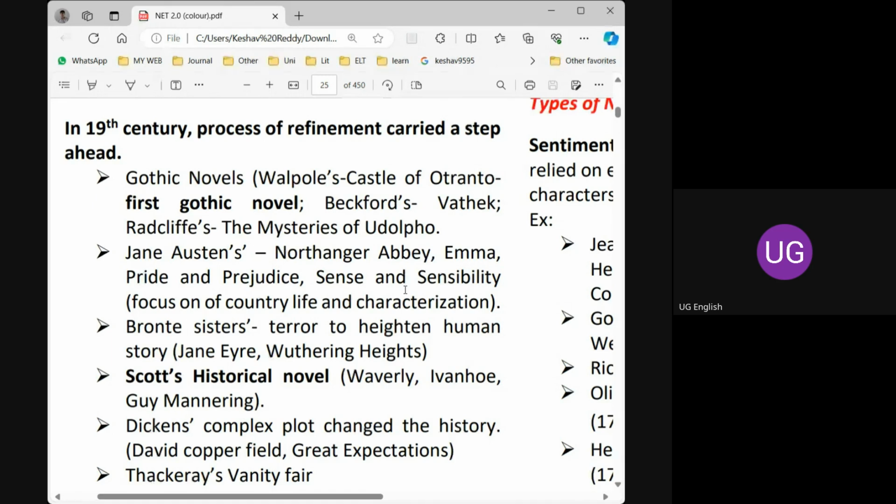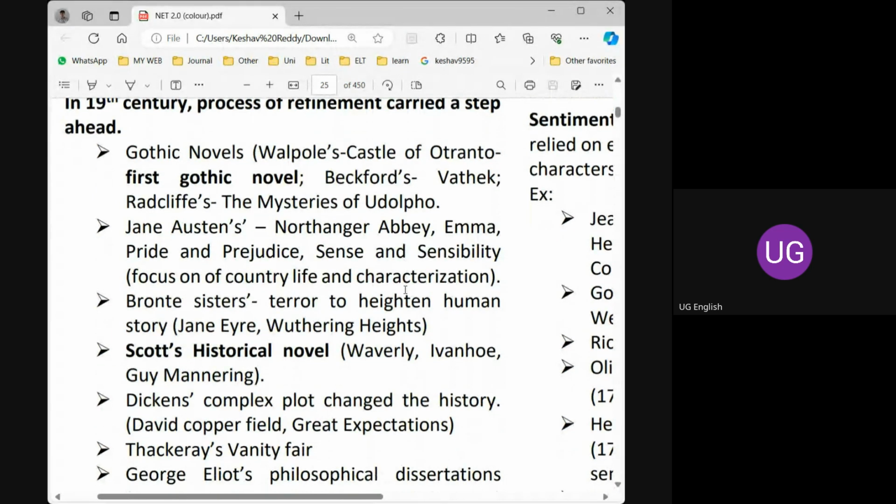So this is the only way to get the literature, and you need to make several connections from one work to another work, one author to another author, one age to another age. So that is another important technique to remember the works.